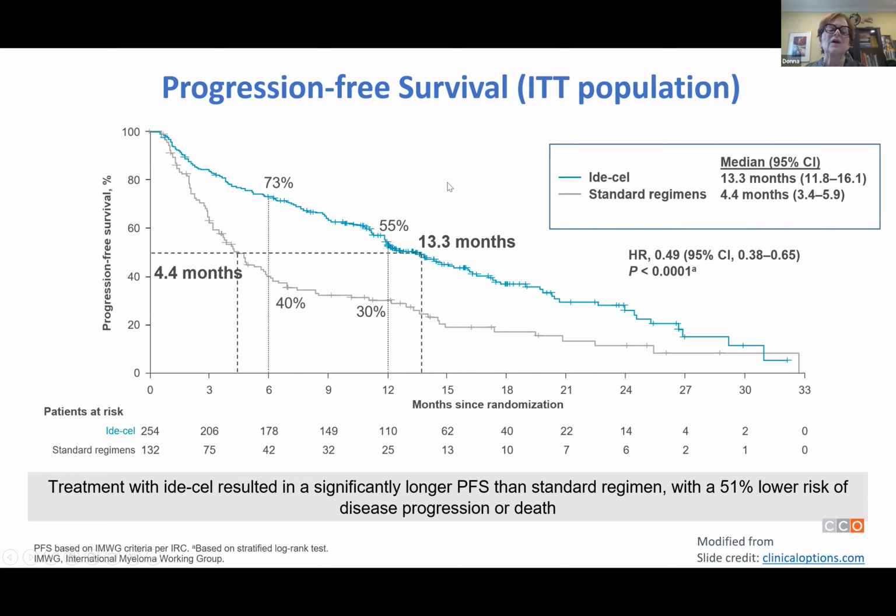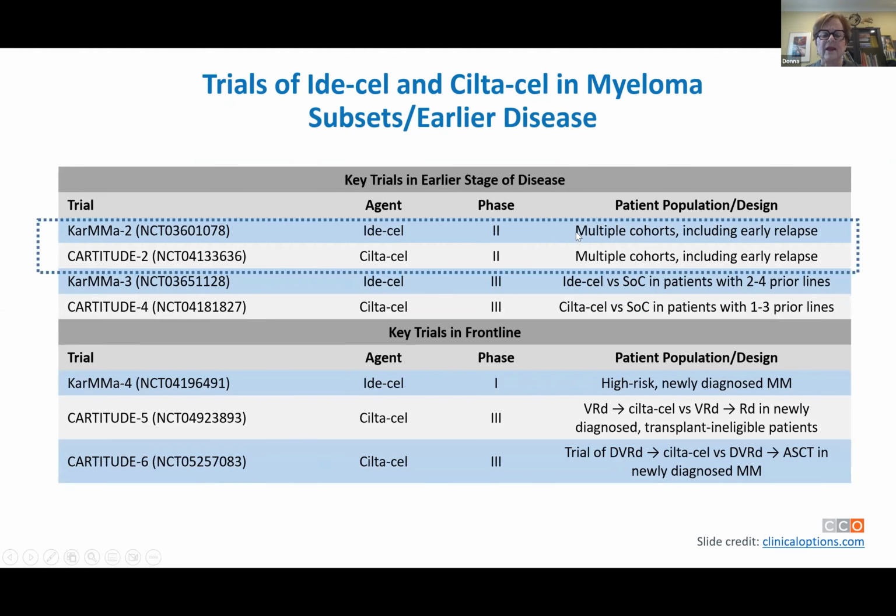So the research goes on. And of course, one way to improve the results of any treatment is to give it before the disease is highly resistant. So the next set of trials with these two products gave ide-cel and cilta-cel earlier in the disease.